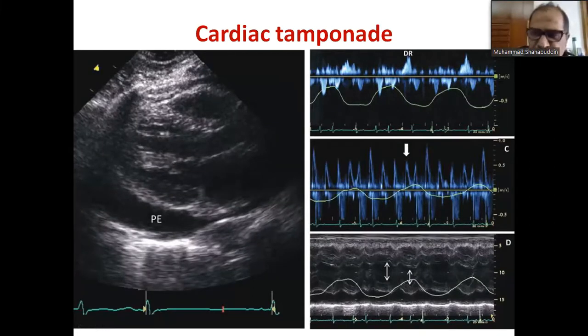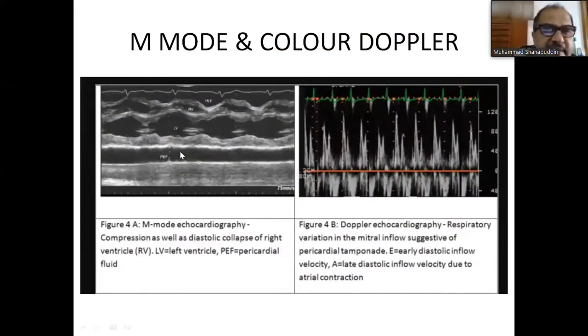If you go through the books, you will detect all these things here. This is the pericardial effusion here. And there is a collapse of the RV. There is collapse of the right ventricle in diastole. Compression in diastole. This is a sign of pericardial tamponade.